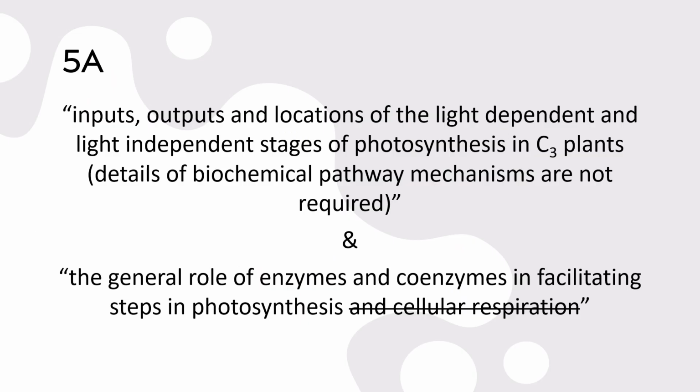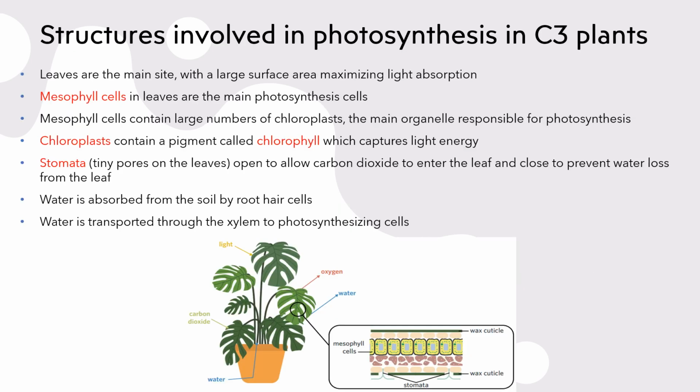So this is what we need to know. We need to know the inputs, outputs, and locations of two different types of reactions that occur in photosynthesis. So light-dependent and light-independent stages, which we'll go through in C3 plants. So like I said, this is just in your typical plant. We'll go through our special plants later on. We also need to be able to understand the role of enzymes and coenzymes, which you hopefully remember from chapter 3, and how they help in facilitating photosynthesis as well. So I'll point those out as we go.